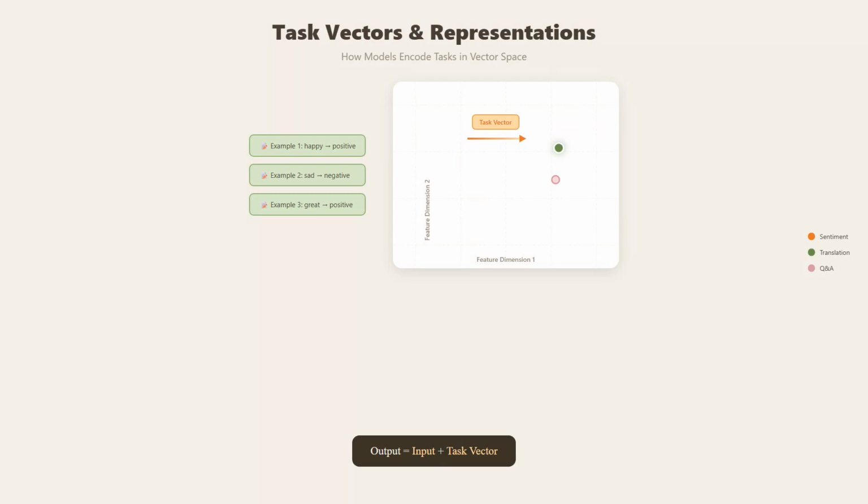Different tasks create different vectors in this space. Sentiment analysis has its vector, translation has another, question answering has yet another. The model learns to construct these task-specific vectors from just a few examples. This is why in-context learning is so flexible. The same model can handle completely different tasks because it can construct new task vectors on the fly based on whatever examples you provide. The task representation is emergent and dynamic.